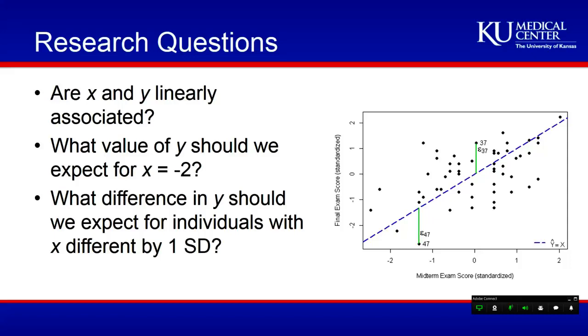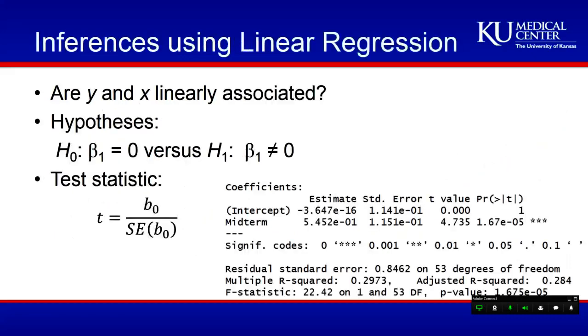It also allows us to predict or estimate the outcome for different values of the independent variable. So for instance, what's the value of y? What value of the post-test score should we expect for a student who scored a -2 on the pretest? And again, what is the difference in post-test scores for individuals who differ on the pretest score by 1 standard deviation?